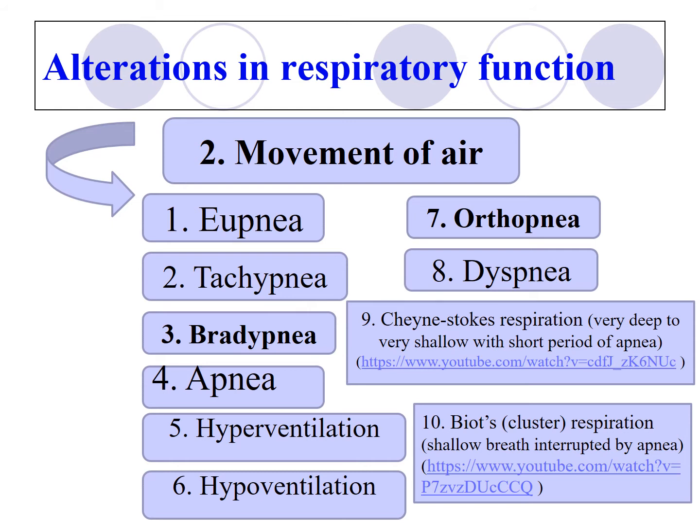is in an adult from 12 to 20, including the depth, which is moderate, and including that there is no effort paid in order to get the respiration. So the air is going smoothly in and out without effort. This is what we call eupnea.